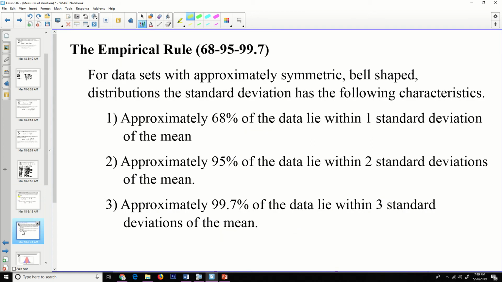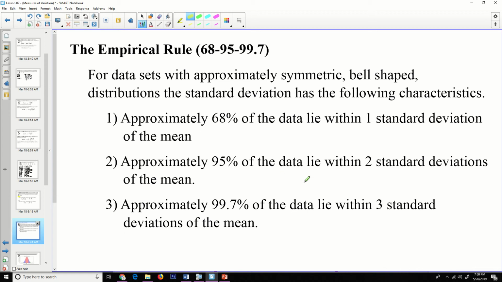Let's move on. The empirical rule for data sets with approximately symmetric, bell-shaped, or what we'll also call normal distribution. The standard deviation has the following characteristics. Approximately 68% of the data lie within one standard deviation of the mean. Approximately 95% of the data lie within two standard deviations of the mean. And approximately 99.7% of the data lie within three standard deviations of the mean.